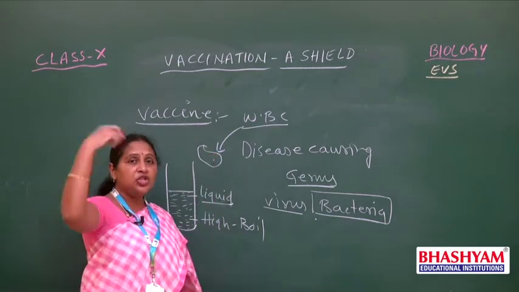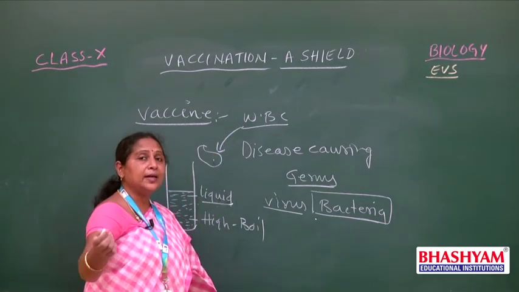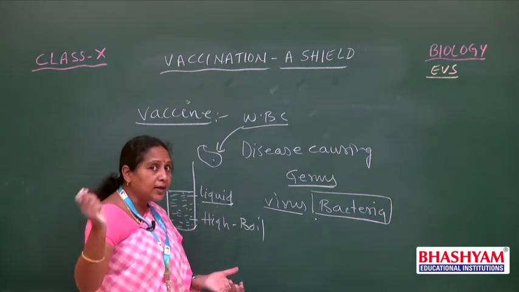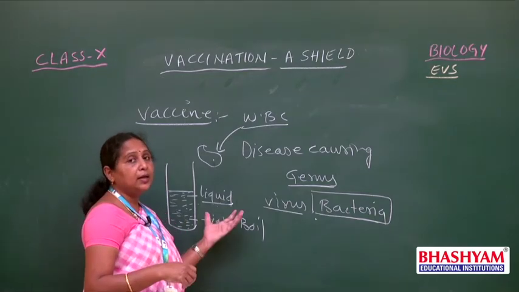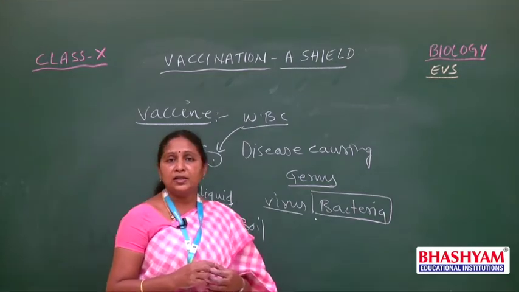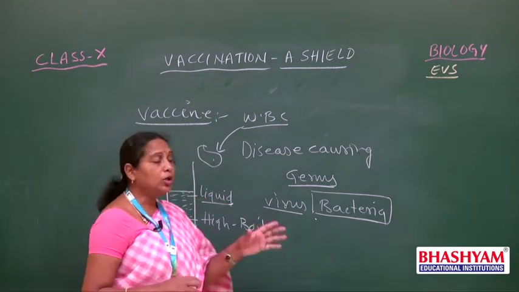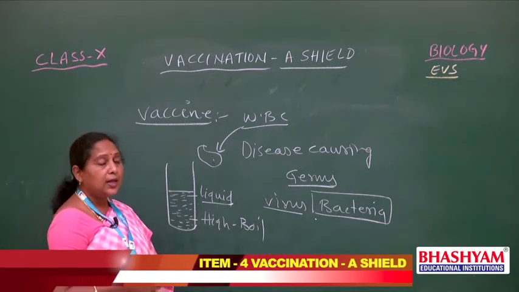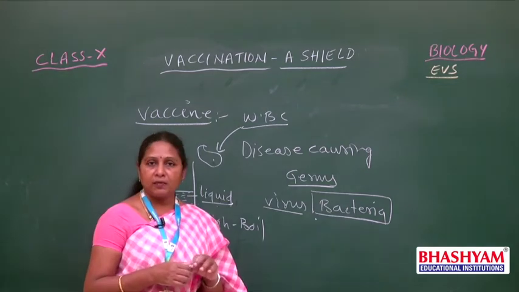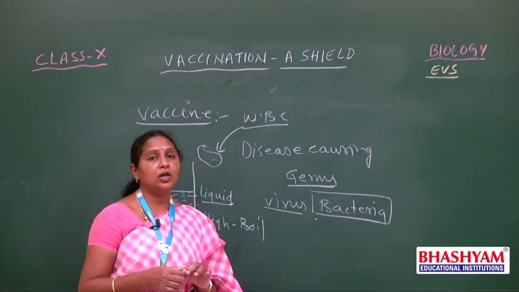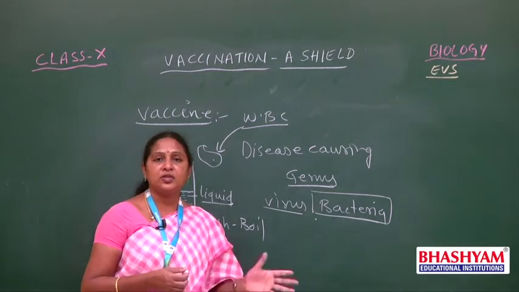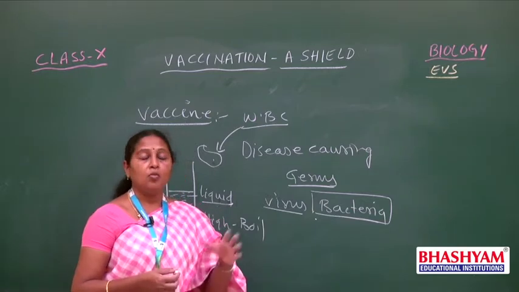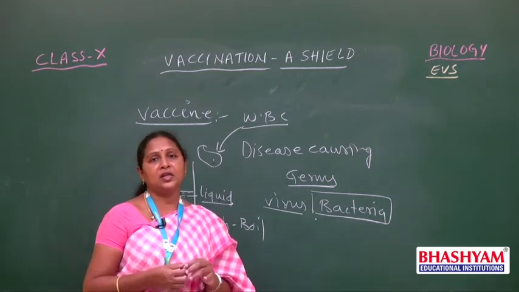These antibodies, in future, suppose any disease causing bacteria enter our body, already in our body we have a number of antibodies. They fight against them, they engulf them, and in this way our body gets protected. Have you understood? Like that, vaccines work in our body. Let me have a look at what vaccines are available and which disease is protected by which vaccine, because for all diseases different vaccines are available.